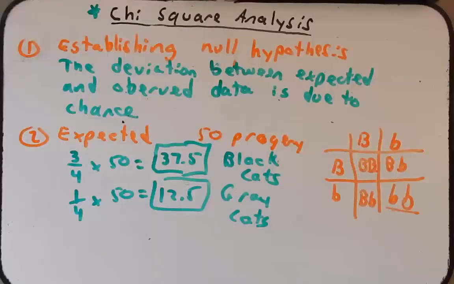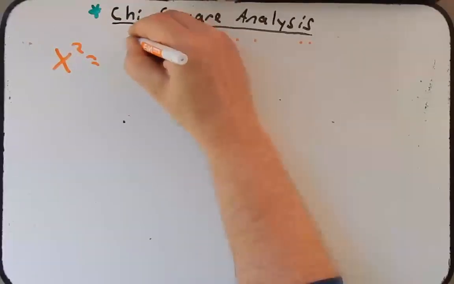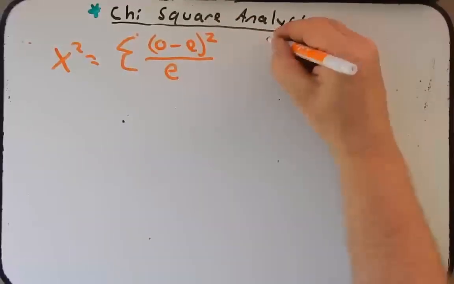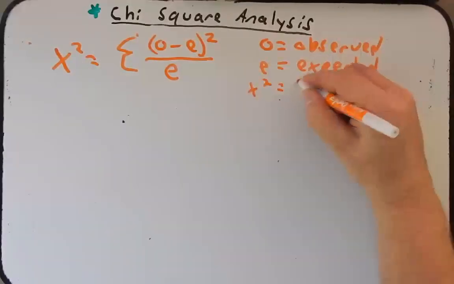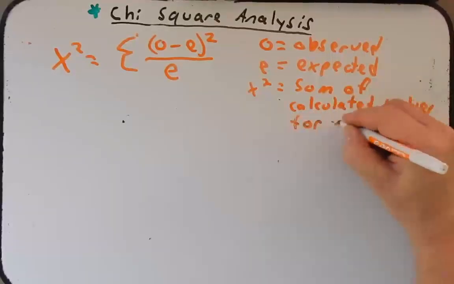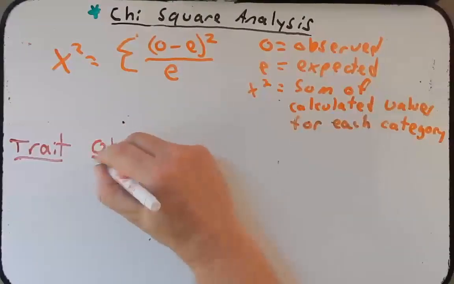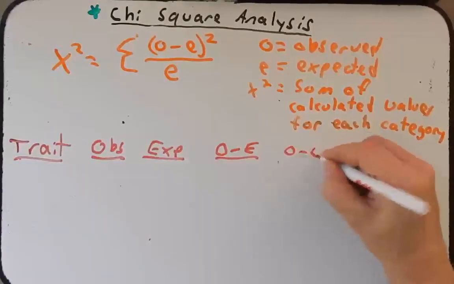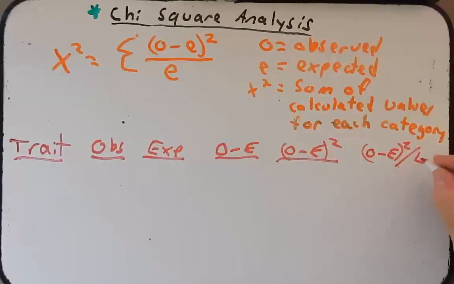Okay, now we can plug these data into our chi-square. Our chi-square equation is this: chi-square is equal to the sum of (observed minus expected) squared divided by expected. In this, O is equal to observed, E is equal to expected, and chi-square is the sum of calculated values for each category. To do these, I always like to set up a table where we have traits here, observed numbers here, our expected here, and then we'll do a calculation of observed minus expected, then observed minus expected squared, and then over here observed minus expected squared divided by expected.